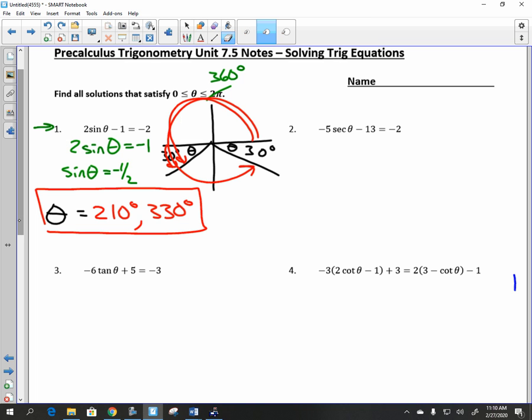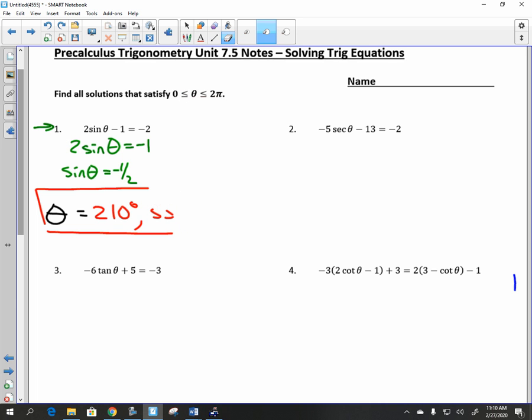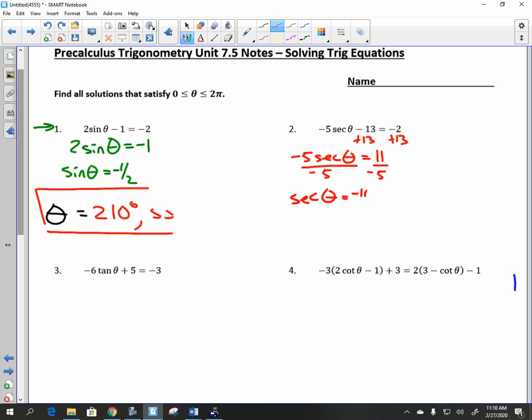What's different about number 2? Yeah, in secant, let's just solve it the same and then deal with the problem when it occurs. We add the 13, -5 secant of theta is equal to 11. We divide by -5, so secant of theta is equal to -11/5. I don't have a secant button on my calculator. So what should I do?